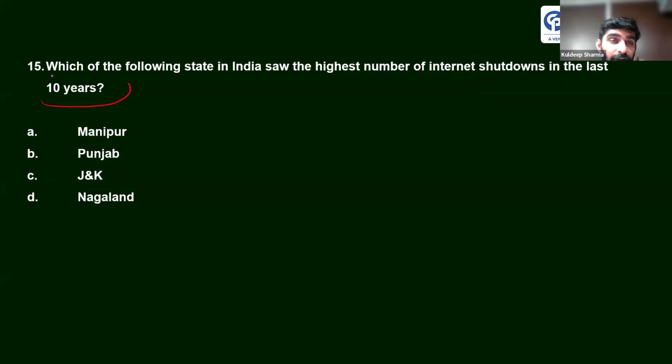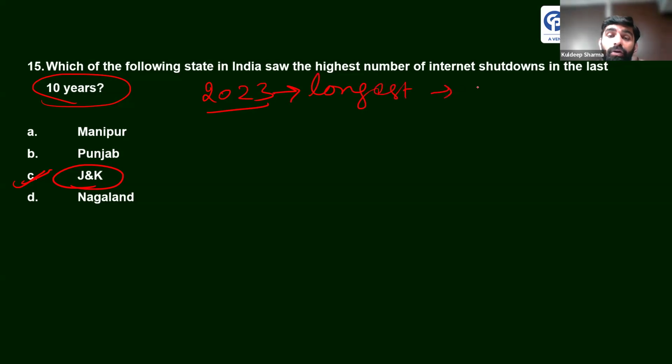When we look at the data for the last 10 years, the answer would be Jammu and Kashmir. However, one interesting finding has come up: in the year 2023, the longest internet shutdown took place in the state of Manipur during the current breakdown of law and order in the state.